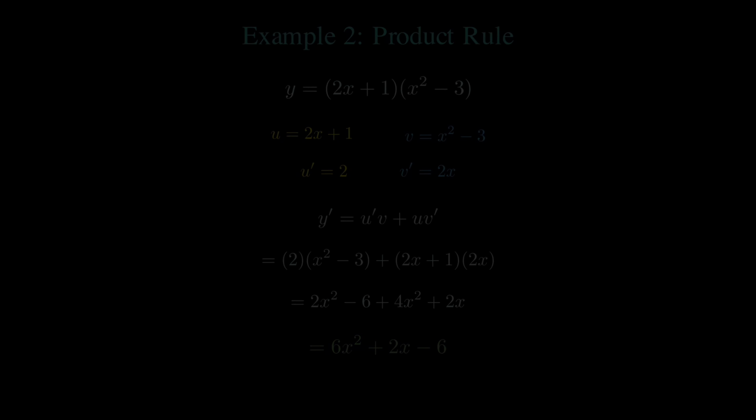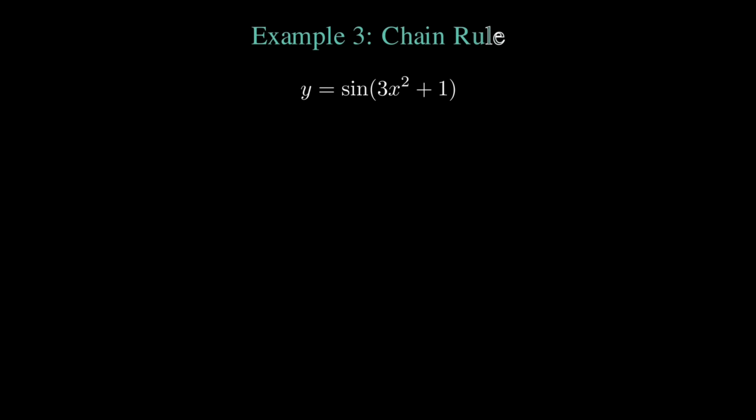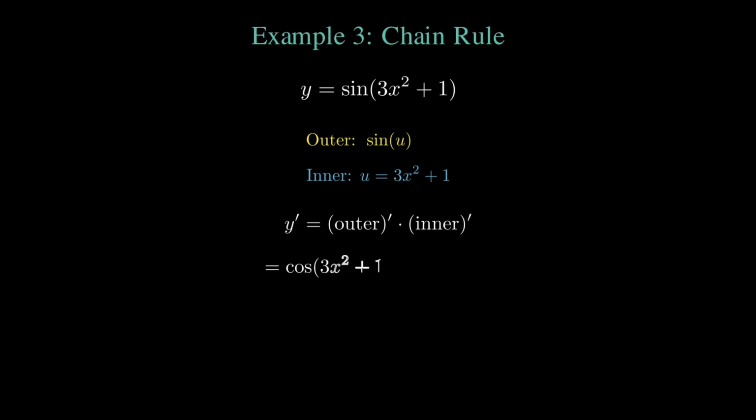Example 3. Y equals sine of 3x squared plus 1. Chain rule time, derivative of outside is cos of the inside times derivative of inside, which is 6x. So y prime equals 6x cos of 3x squared plus 1.